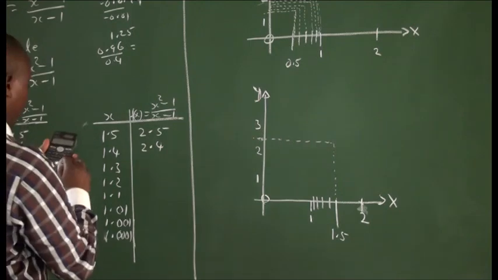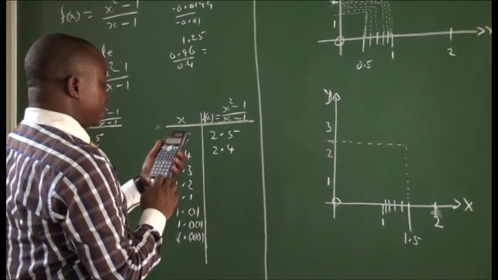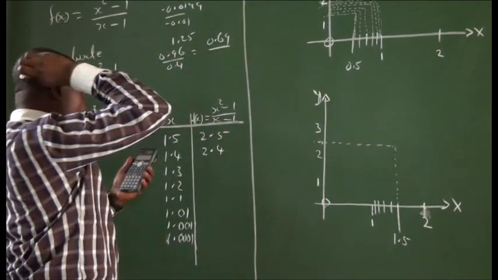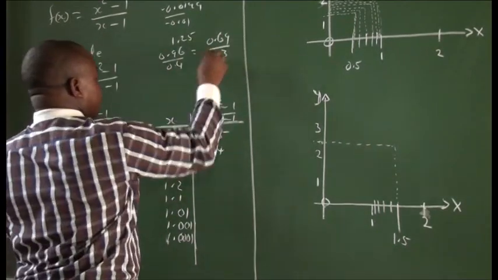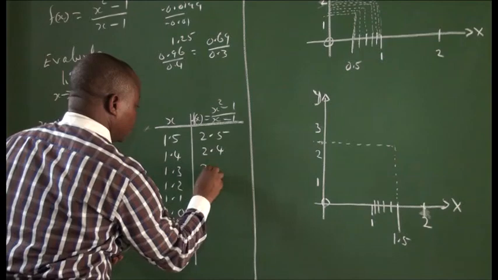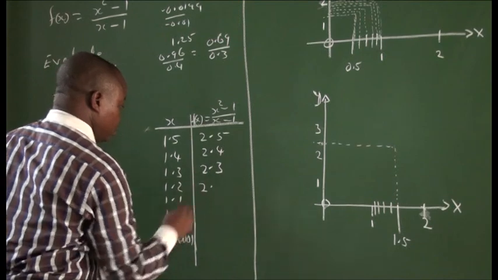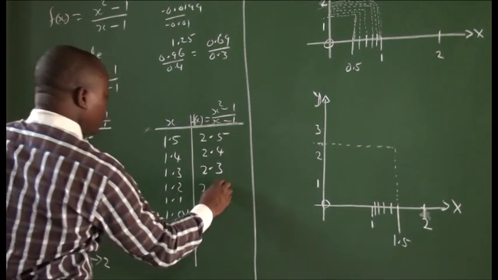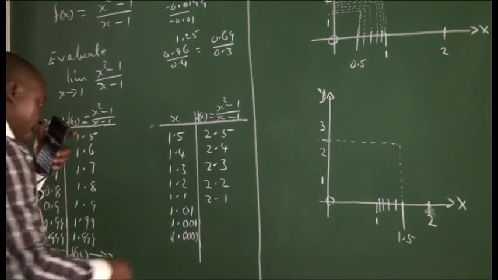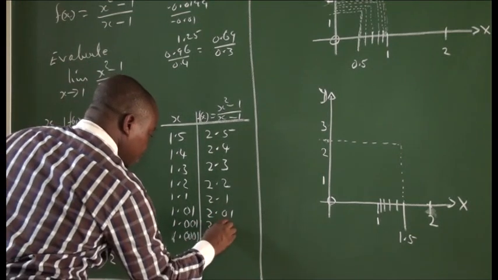Then 1.3 squared minus 1 gives us 0.69. Then 1.3 minus 1 gives us 0.3. So if you say 0.69 divided by 0.3, we have 2.3. So from the look of things, this one will be 2.2. This one will be 2.1. Then we come to here, where we will have 2.01. Here will be 2.001.